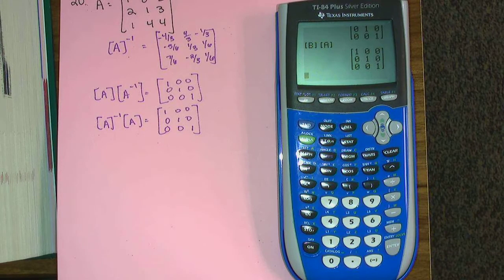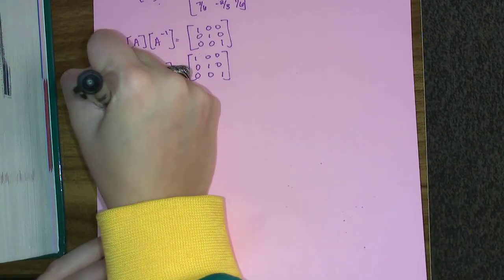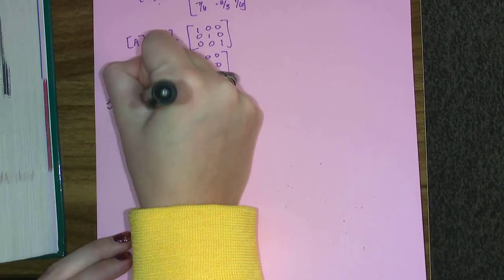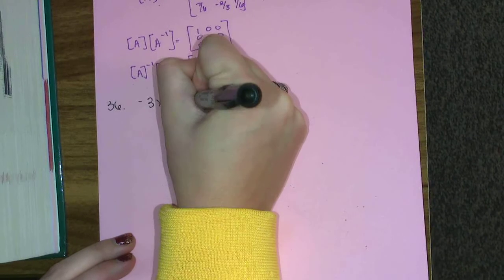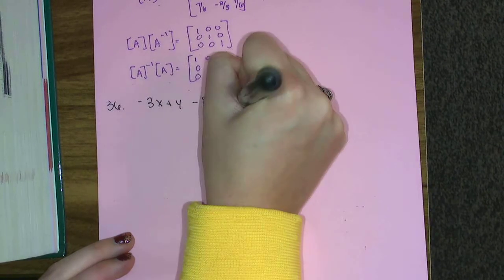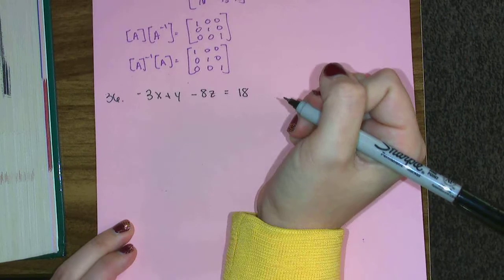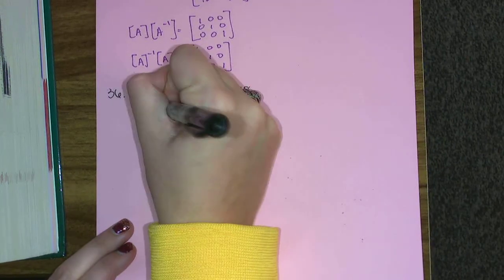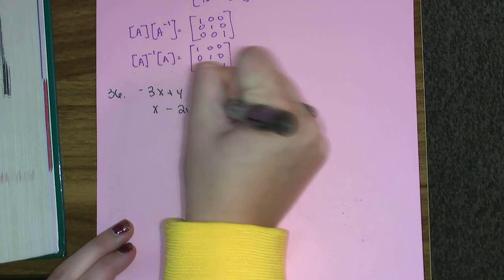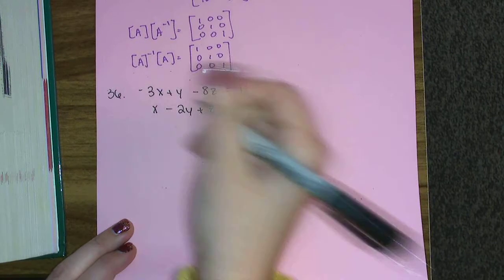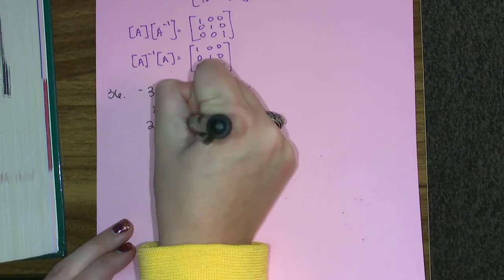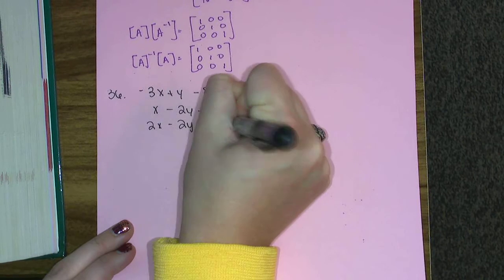All right, are you ready for me to make your lives easier and show you how to solve a 3 by 3 without actually having to do it by hand? So number 36: negative 3x plus y minus 8z is equal to 18. x minus 2y plus z is equal to negative 11. And 2x minus 2y plus 5z is equal to negative 17.